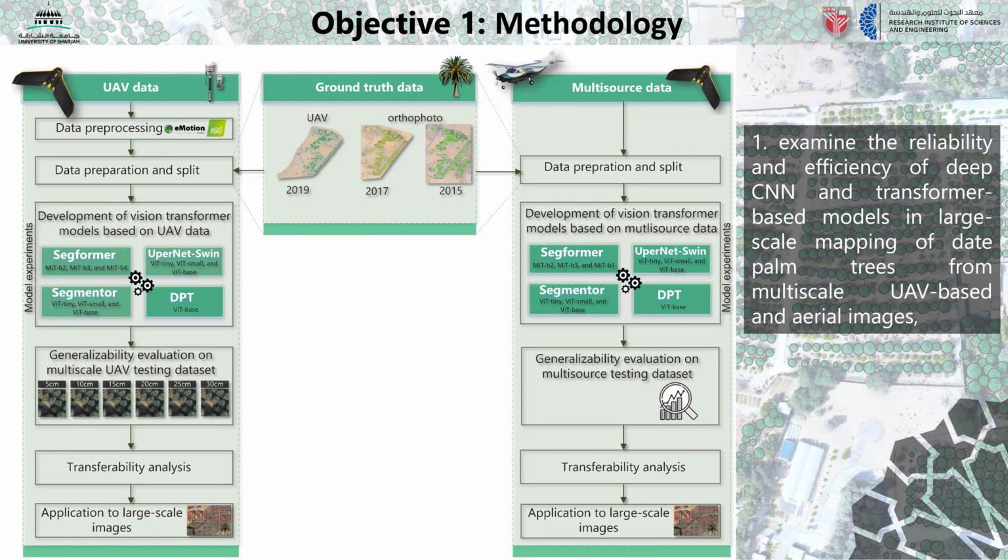After the data processing and preparation, different vision transformer models like SegFormer, UperNet Swin Transformer, Segmenter, and Dense Prediction Transformers were applied with different model complexity. They were developed on UAV datasets and also on multiscale datasets, and the generalizability and transferability of these models were investigated.